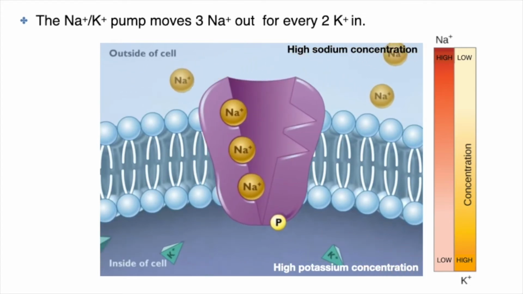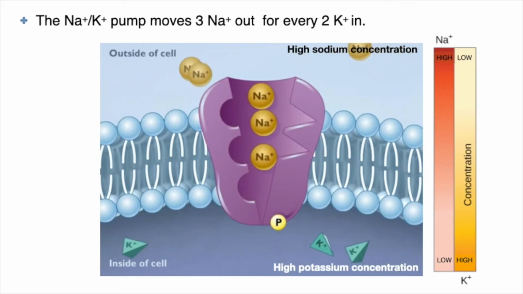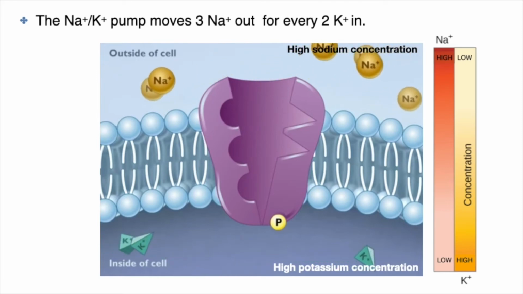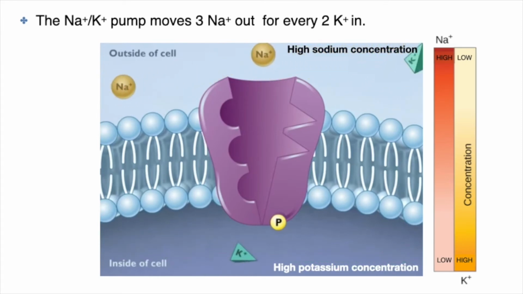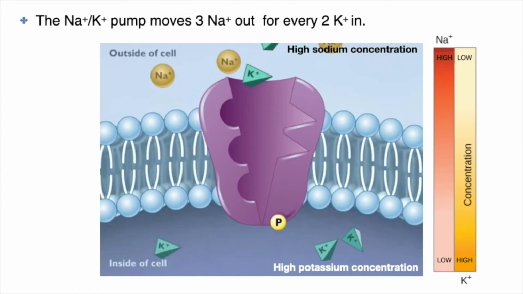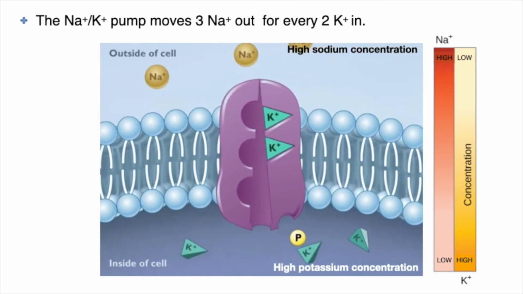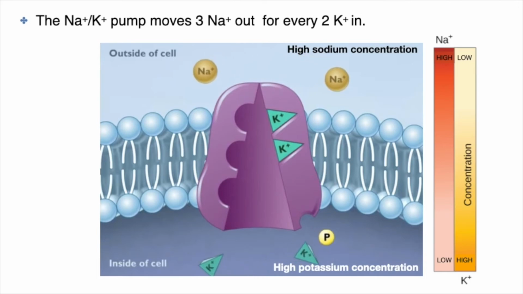The important thing to note about this type of transport is that both the sodium and the potassium ions are moving from areas of low concentration to areas of high concentration. Each ion is moving against their concentration gradient, which is why ATP was needed to provide the energy and change the shape of the protein pump in order to drive this transport.